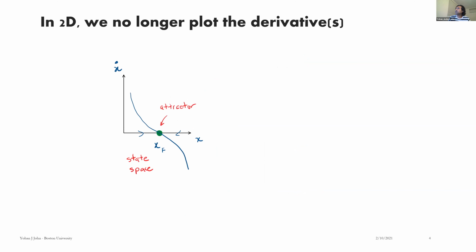Now, in 2D, we can't plot the derivatives in the same way as before. Earlier, we could plot the derivative as a separate, give it its own dedicated axis. So then anything on the x-axis is implicitly x dot equals 0.